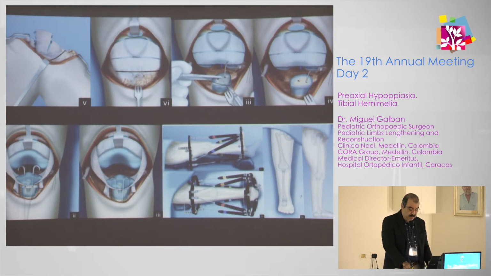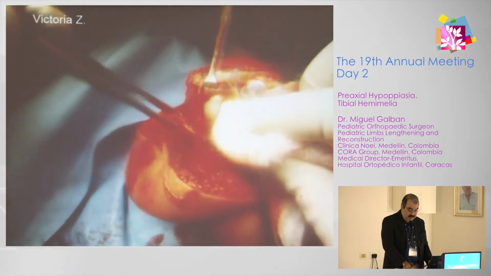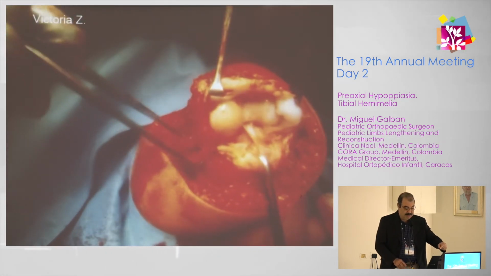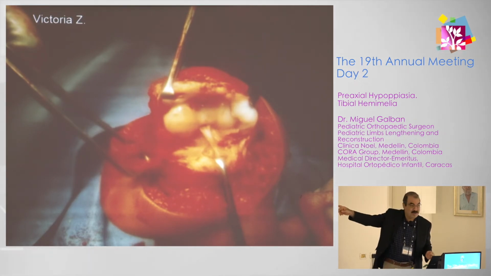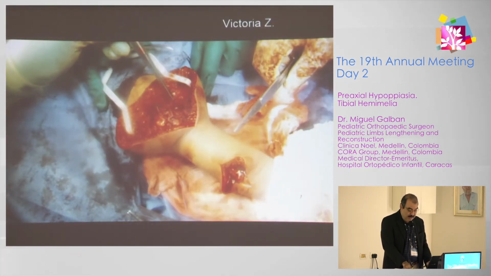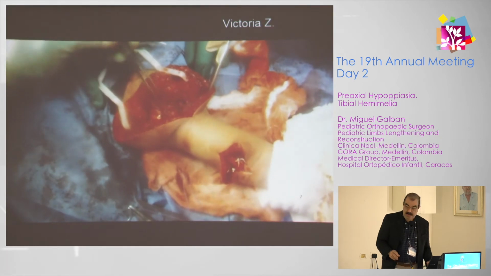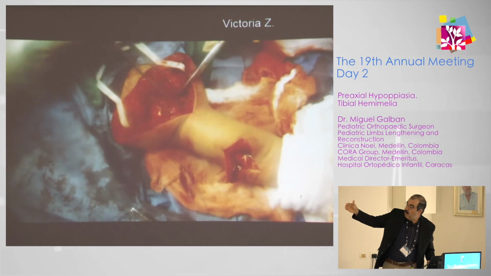This picture is from Dror Paley, but I'm going to show you what we did. This is the biceps going to the fibula. See, this is pre-axial, and the LCA that is post-axial is there. You can see the anterior cruciate ligament, and it's there. Then we finish. We put the fibula in the place of the tibia.